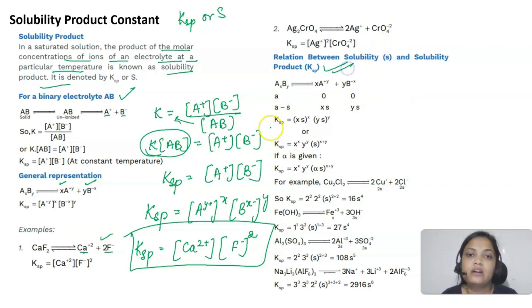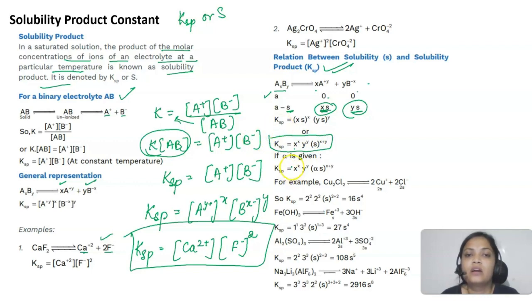So how will you find out the relation? So let's say this is an electrolyte, initial concentration is A and 0, 0. Okay. Now say let's say S is the solubility, तो इतना वहाँ पे concentration कम हो गई and here it will be XS and YS. Okay, that is the coefficient. So KSP निकालेंगे हम XS raised to the power X and YS raised to the power Y. So यहाँ से हमने KSP निकाल लिया.